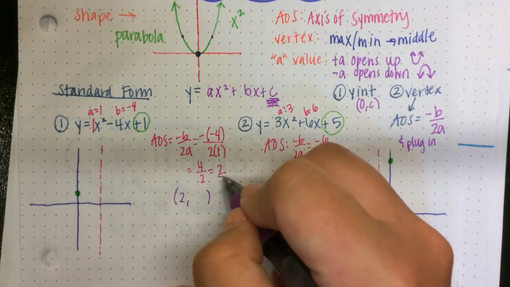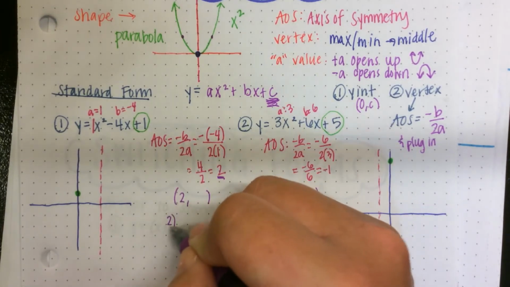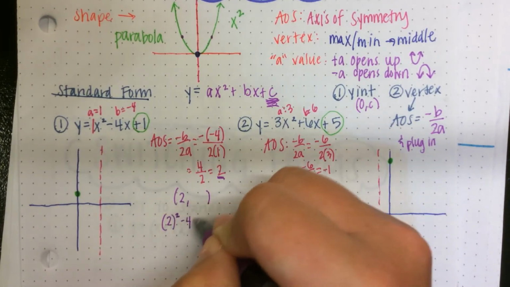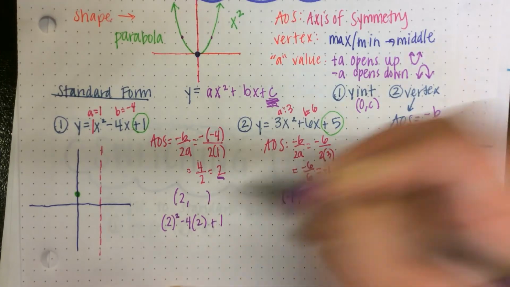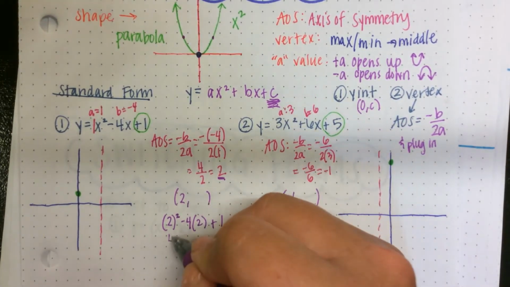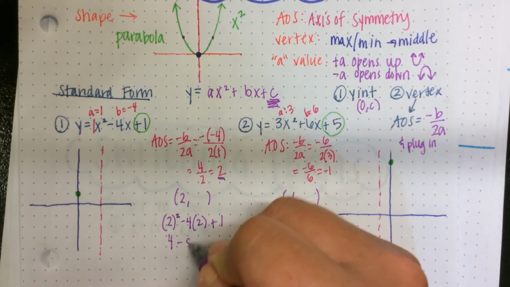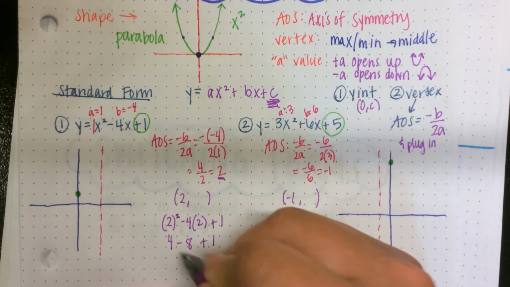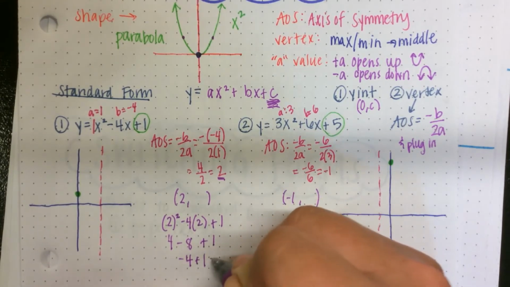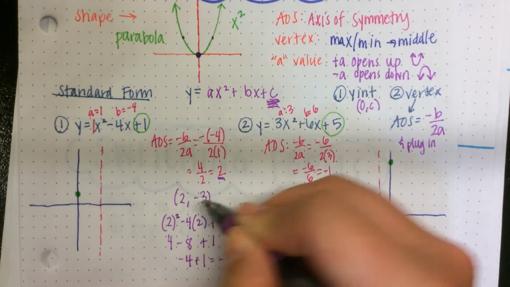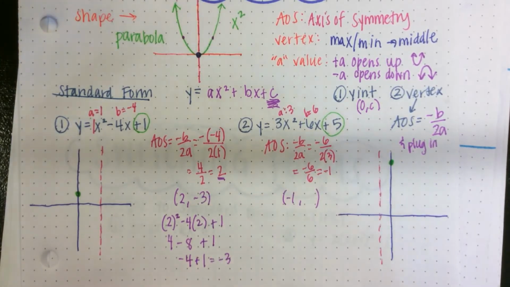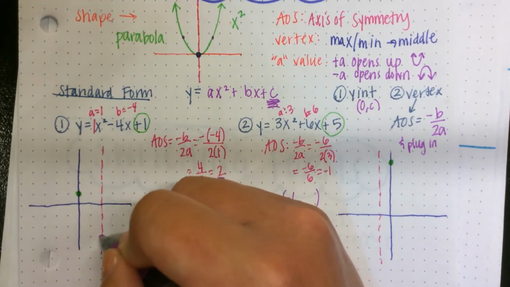So I'm going to plug in 2 to my equation. So we have 2 squared minus 4 times 2 plus 1. Well, 2 squared is 4. 4 times 2, get minus 8, then plus 1. 4 minus 8 is negative 4, plus 1, so we get negative 3. So now my vertex is at 2, negative 3.